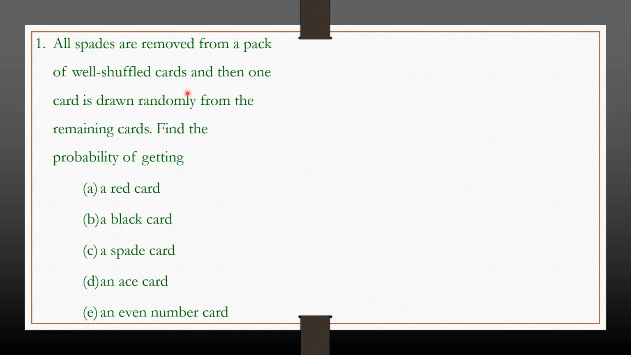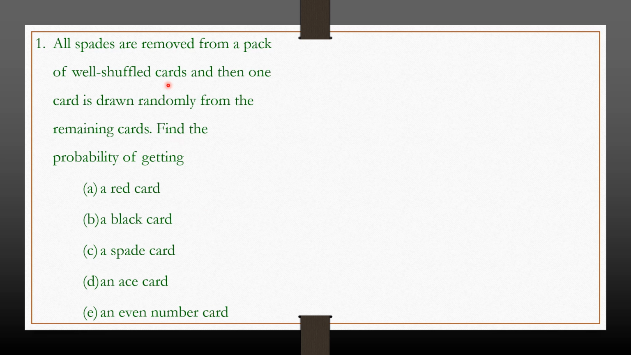Let's go for one more problem. All spades are removed from a pack of well shuffled cards, and then one card is drawn randomly from the remaining cards. Find the probability of getting a red card, a black card, a spade card, an ace card, and an even number card. An even number card means you should have a number which is even.